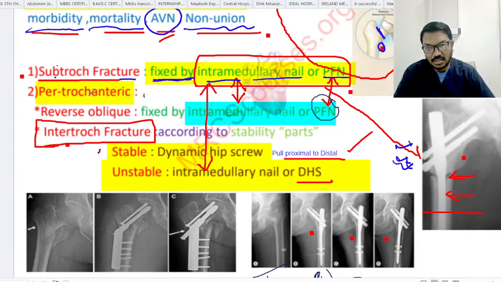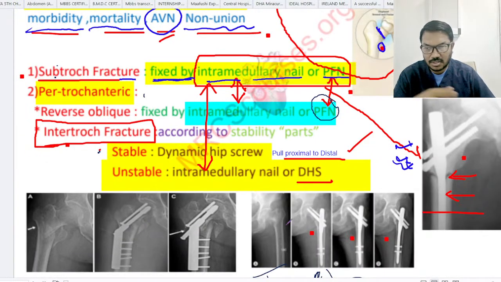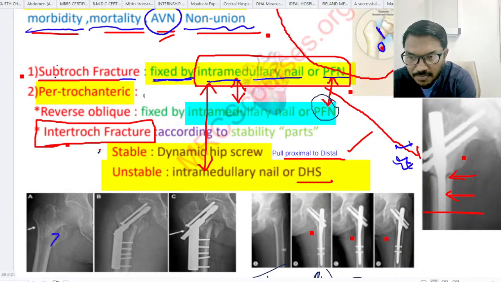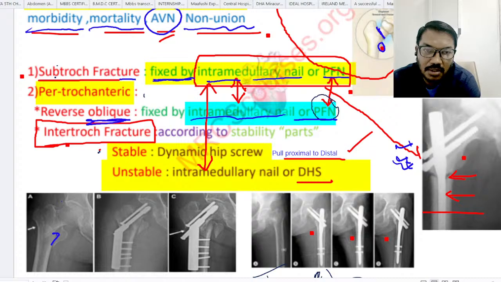And pre-trochanteric means it is before the trochanter. Suppose this is the trochanter. If it happens before the trochanter, meaning up, and it is a reverse oblique, it is fixed by an intramedullary nail or PFN. Same. So subtrochanteric and reverse oblique, both have the same treatment: intramedullary nail and PFN. You got it.